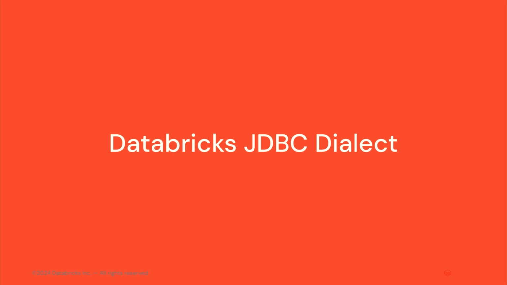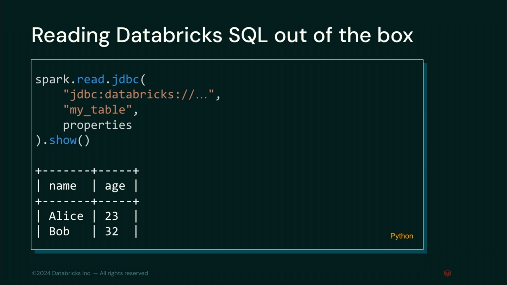Another one is the Databricks JDBC dialect. If you are a customer of Databricks SQL, before this you could not do this out of the box. There would be some syntax errors, and now it just works. Just type the JDBC URL of the Databricks SQL and load it, and it will show the table for you, because we added dialect support in Spark.